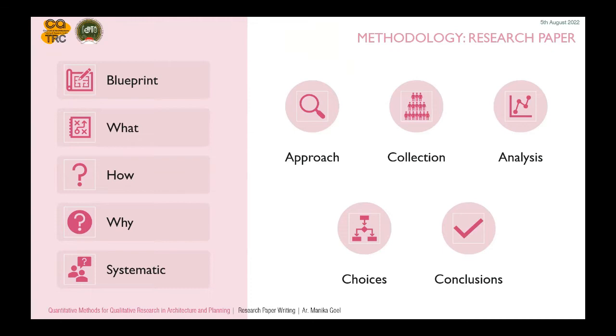Also, you need to describe what type of data you needed to achieve this aim, like qualitative data or quantitative data, or what mixed methods approach you are taking. Then is it primary data or secondary data, or have you collected it by observation or experiment or a survey, and why did you choose these methods?